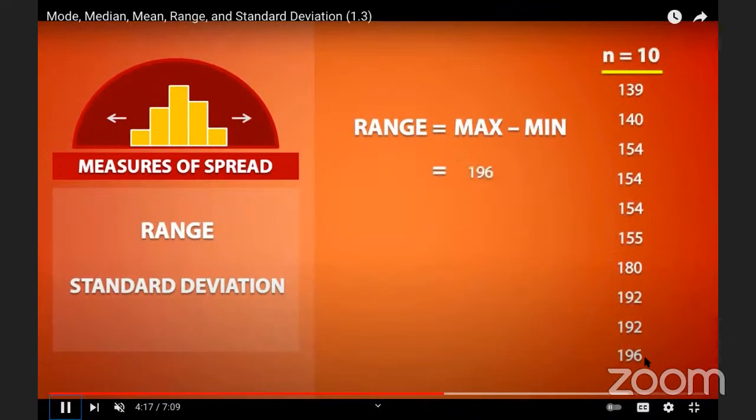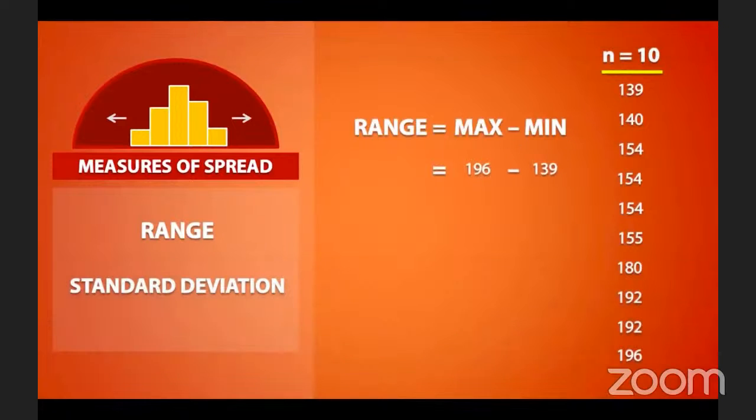The lowest number is 139 and the highest number is 196. 196 minus 139 is the range that you get here, which is 57.